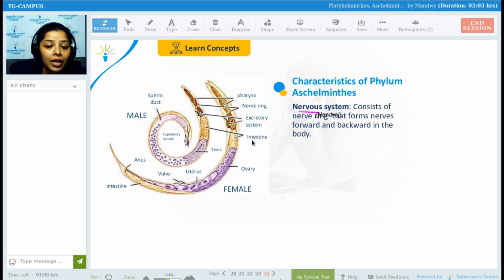Nervous system. As you can see in the image also, they have a ring-like structure, right? Ring-like structure, which is surrounding the pharynx. So this ring is made up of nerve cells. So we can say this is a nerve ring. Okay, and this ring gives nerves forward and backwards. Clear?